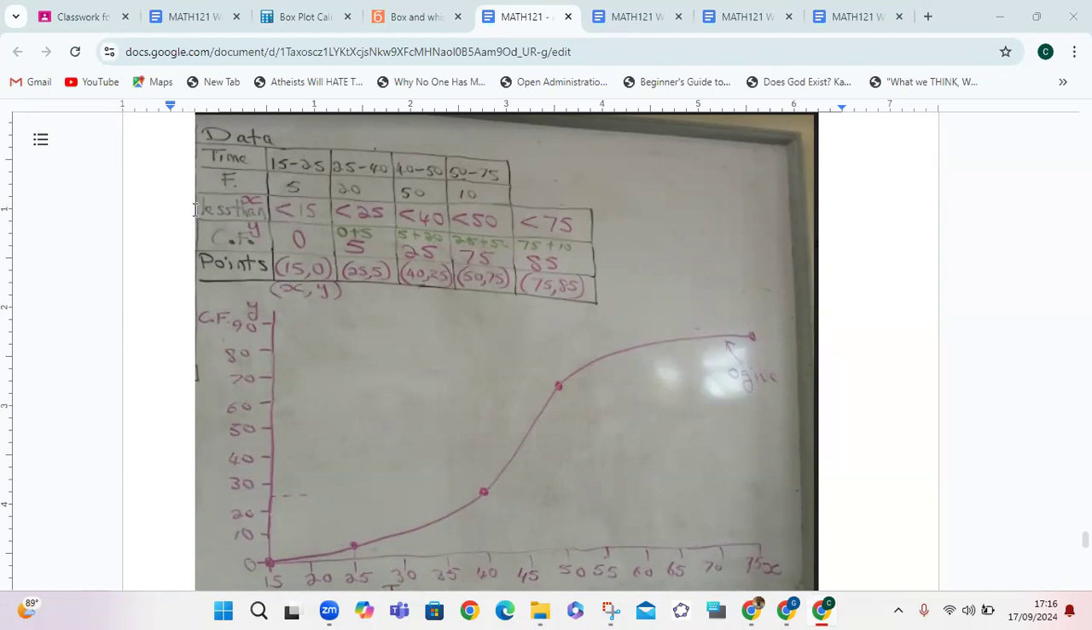So now we have the less than row, starting with less than 15, less than 25, less than 40, less than 50, less than 75. You got to use all the boundaries to create the less than column or row. And then you cumulate the frequency.